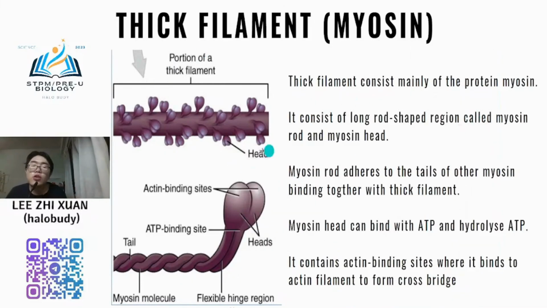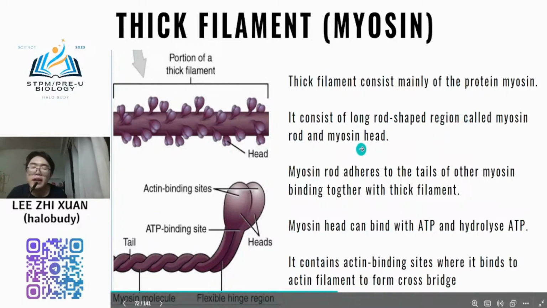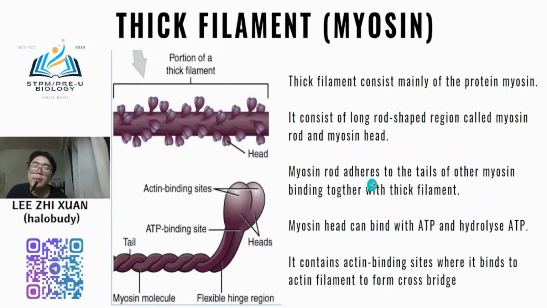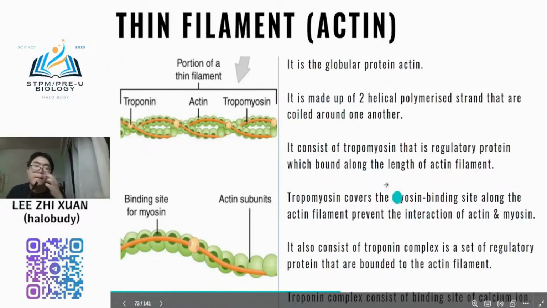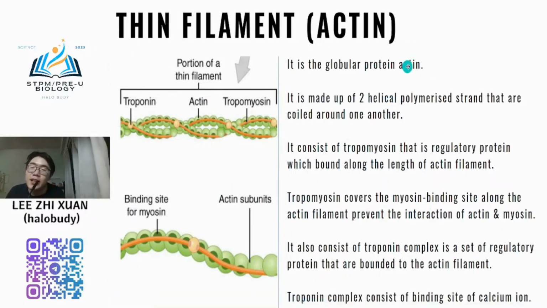Okay, so normally this is the explanation of the thick filament. The thick filament contains the protein myosin, which is a long rope-shaped region, and it contains myosin heads. Normally the myosin rope adheres to the tail of other myosin, binding together in the thick filament. The myosin head can bind with ATP and also contains an actin binding site that will bind to the actin filament to form a cross bridge.